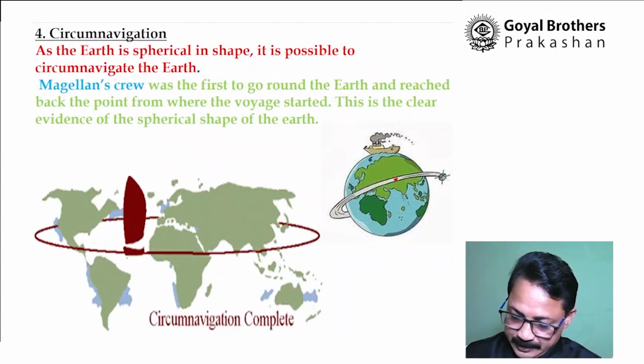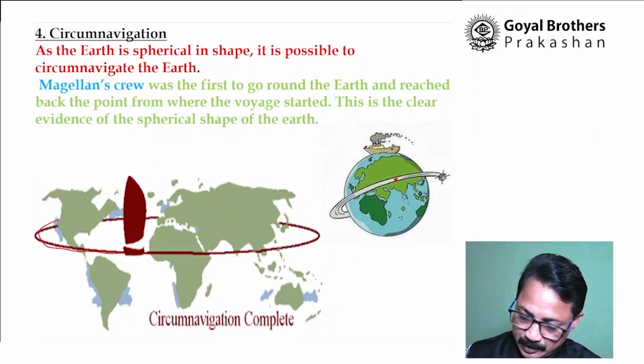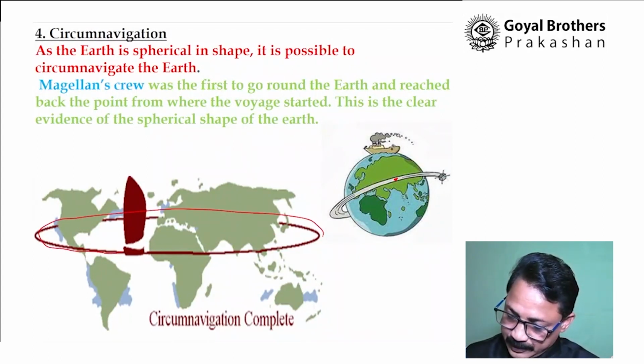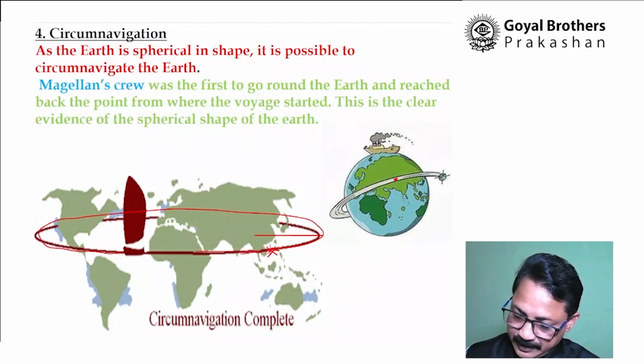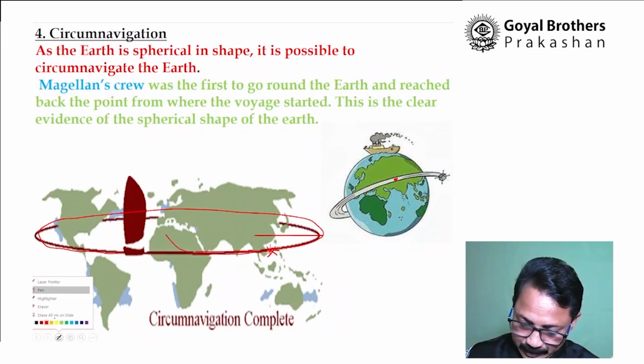So that means if he begins his journey this way all around the earth, and when he reached almost, let us say, this part, then he died on the way, because of the war, but his crew members then later on completed the journey.